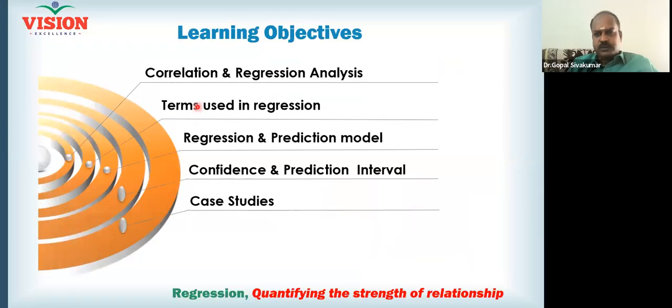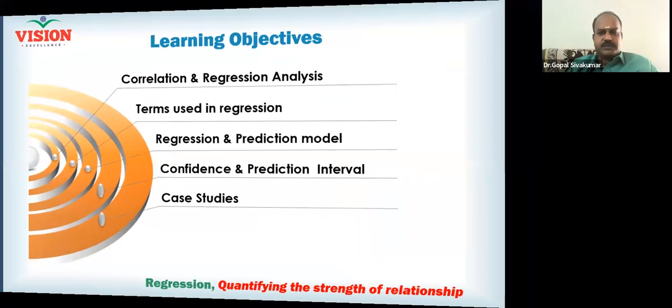So this is what we have discussed so far. What is correlation analysis, regression analysis, terminology used in regression, and regression and prediction model, confidence interval and prediction interval, and then a few case studies we have seen.